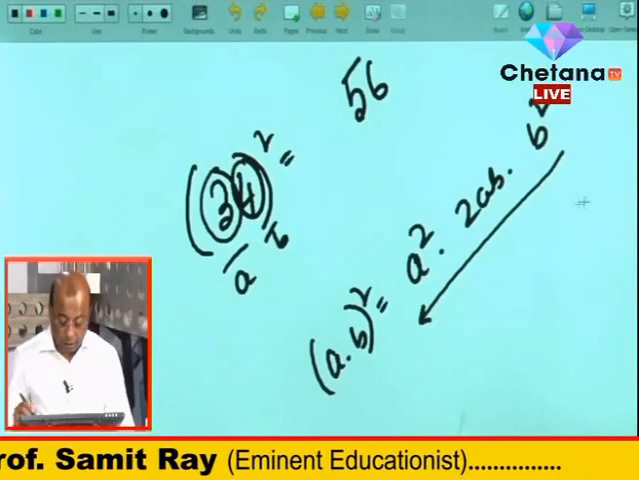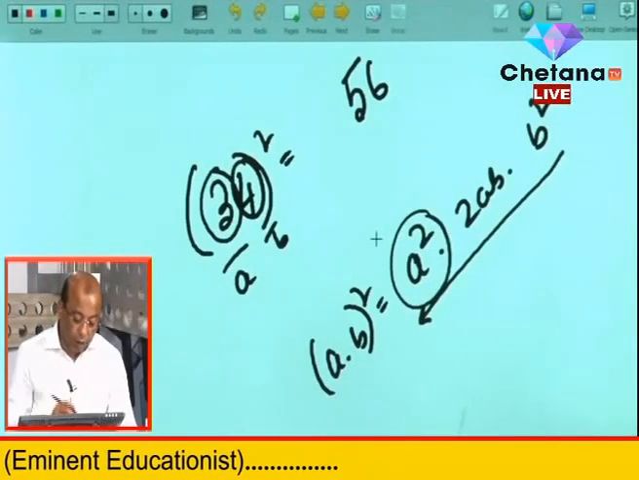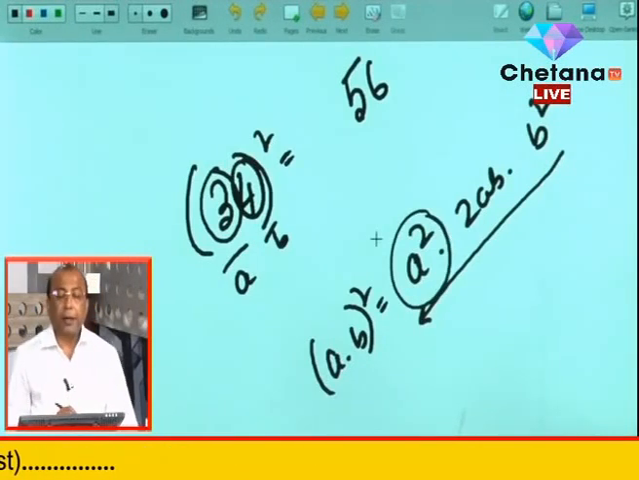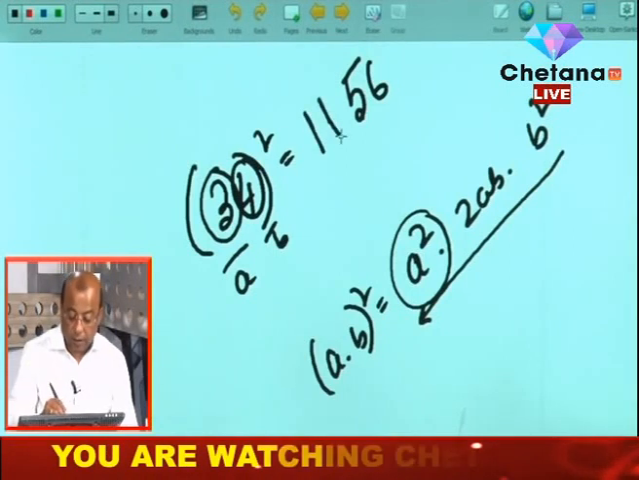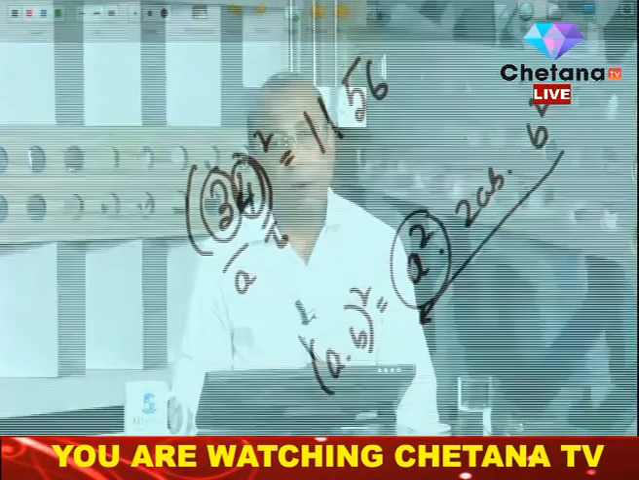2 in hand. A square, 3 whole square, 9 plus 2, that is 11. That is the answer. Right?